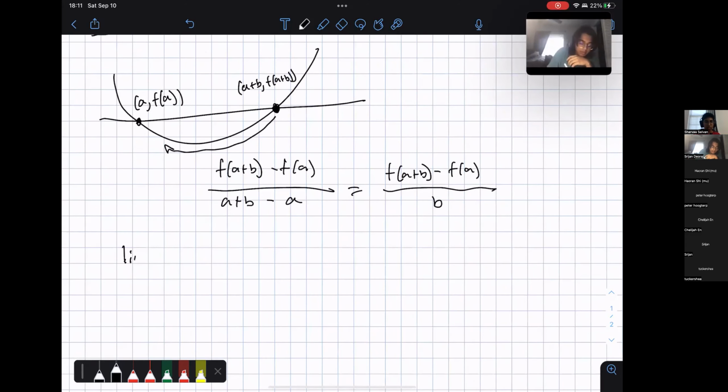The way that we write this is the limit as b approaches 0 of f of a plus b minus f of a, all over b. And that's pretty much how we define a derivative.